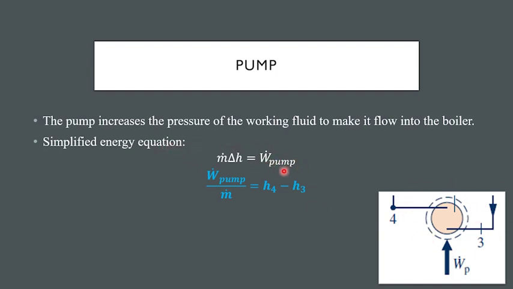The shaft work used by the pump is equal to the mass flow rate multiplied by delta H. Delta H in this case is H4 minus H3. H4 is the outlet of the pump and the inlet to the boiler. Stream 3 is the outlet of the condenser and the inlet of the pump.